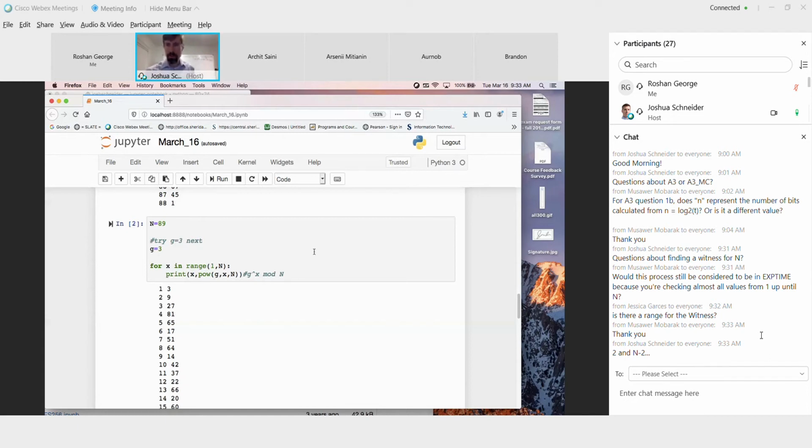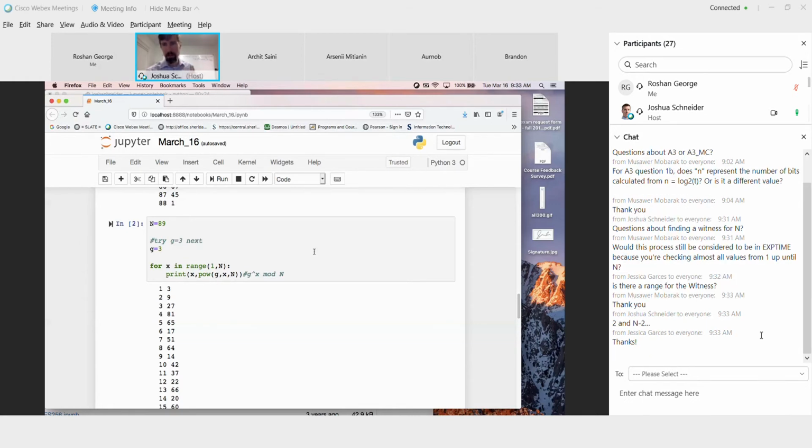Usually 2 is a valid witness. In this case, I intentionally picked 89 because 2 is not a valid witness, right? But you'll see as we do our Pratt certificate, as we go down the tree structure, 2 is going to be the witness for all the other nodes on this graph. And all the other nodes are just the prime numbers in the certificate for 89, right?